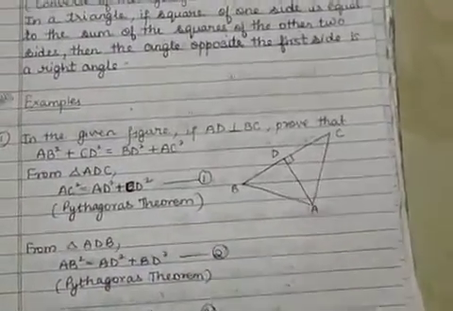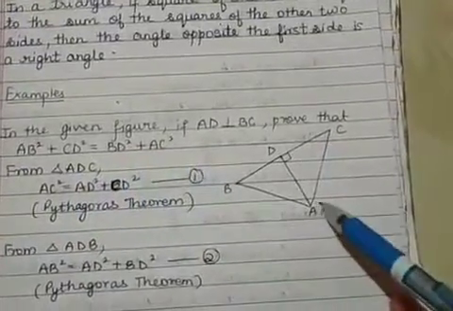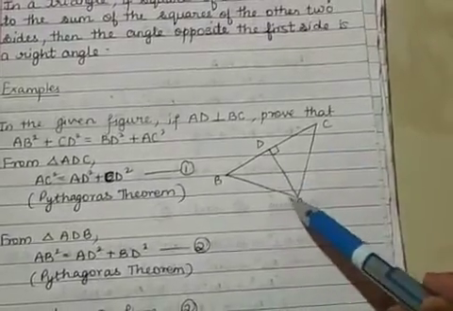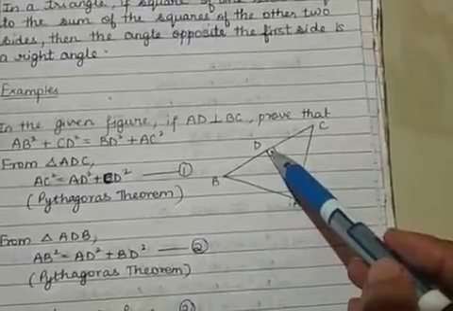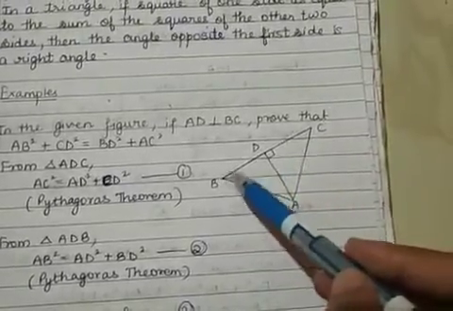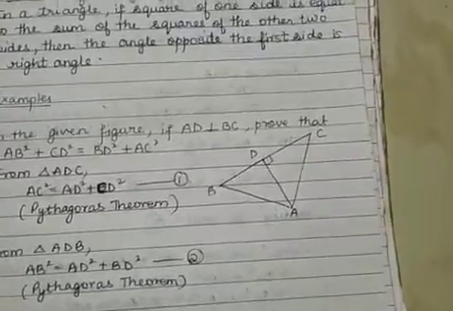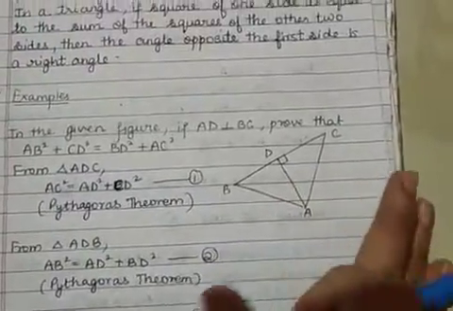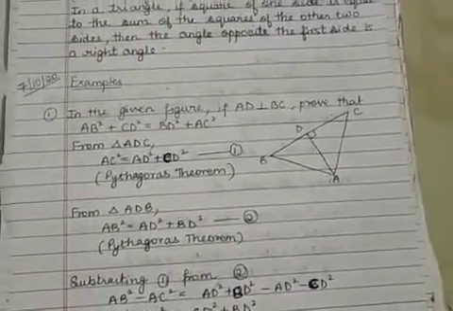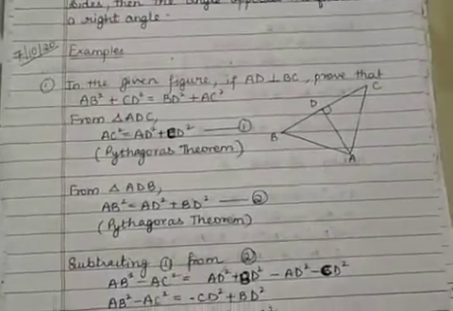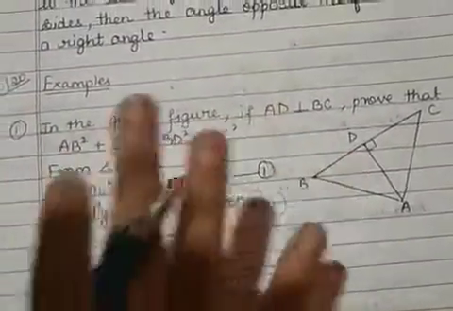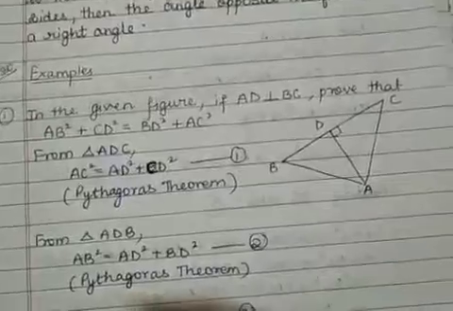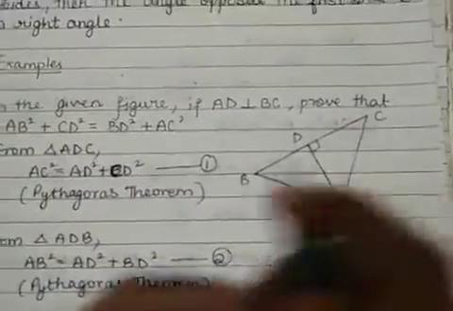The first example is, in the given figure, if AD is perpendicular to BC, prove that AB square plus CD square is equal to BD square plus AC square. So this is what we have to prove. Once you're given a right angle triangle, you know that you have to use the Pythagoras theorem to prove whatever is given to you. By just looking at the question, you can guess that Pythagoras theorem is used to prove this.